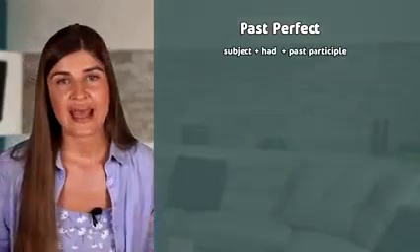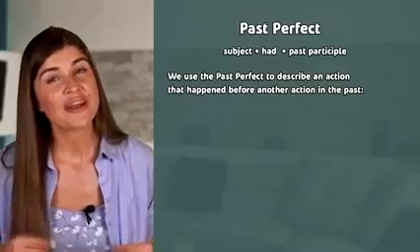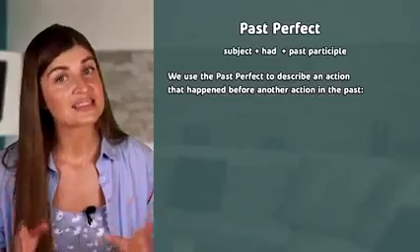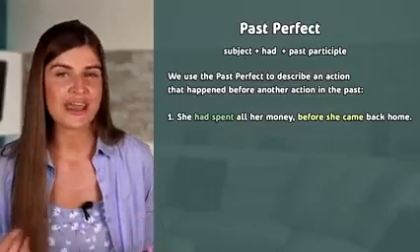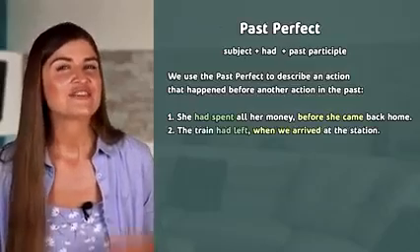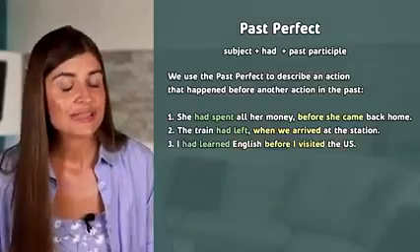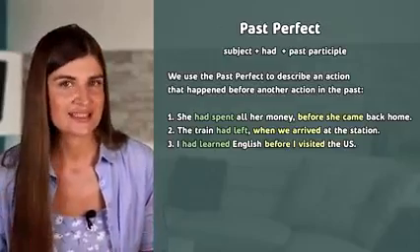Now let's talk about the past perfect tense. The structure is the subject plus had plus past participle. We use this tense to describe an action that happened before another action in the past, and it's often used with the past simple. She had spent all her money before she came back home. Or the train had left when we arrived to the station. Another example is I had learned English before I visited the US.